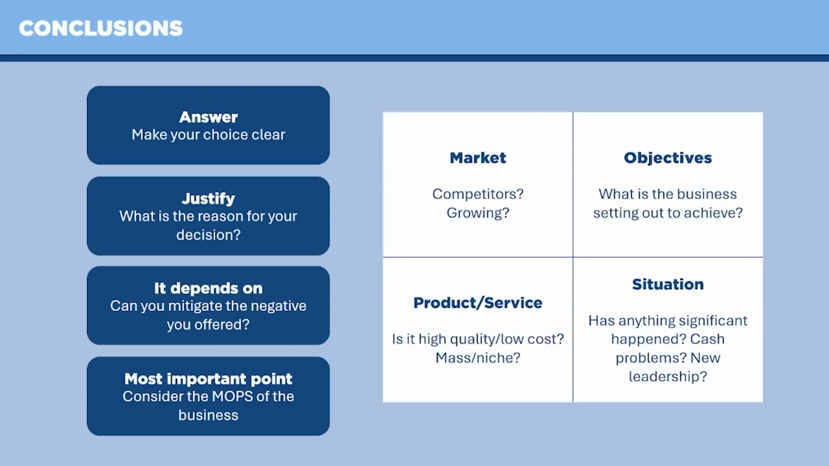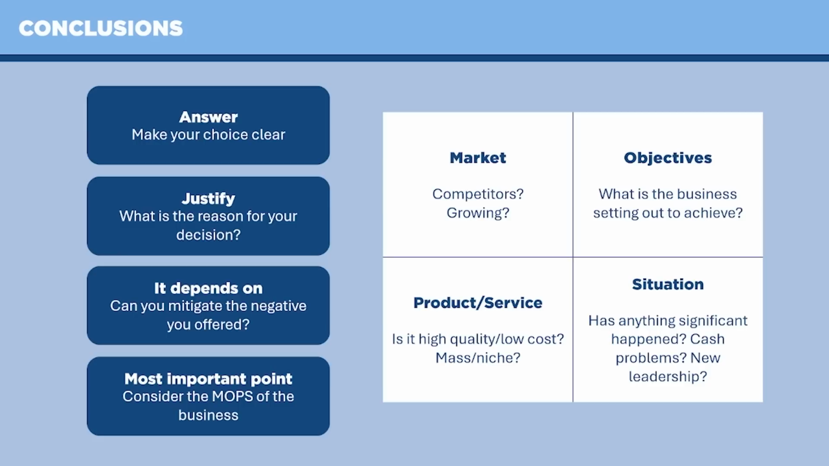Now, we've also got MOPS here. MOPS is something you can use throughout your answers. So market, objectives, product, service, and situation. The market is about the competitors. Is the market growing? Is it shrinking? Who are the big competitors in that market? What's their market share like?